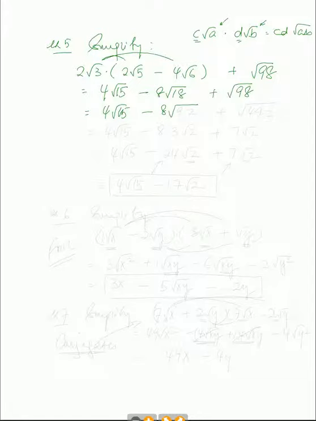So 18, I can call it 9 times 2. Okay, 9 is perfect, 2 is not. 98, I can use 49 times 2. Okay, and 49 is a good number because the square root of 49 is 7. So 4 radical 15 minus 8 times radical 9 is 3, radical 2 plus, let's see, root 49 is 7, radical 2. Okay, so what you have is 4 radical 15 minus 24 radical 2 plus 7 radical 2.